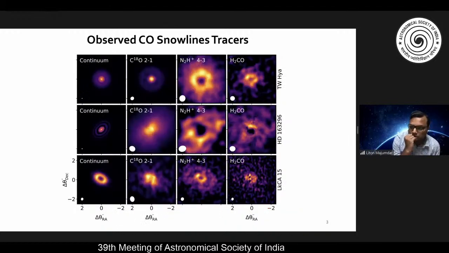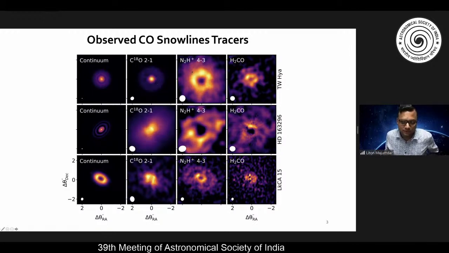And this is what we have also seen with ALMA. There are three different disks here, and we can clearly see the C18O images, and these are the dust continuum images. So we can clearly see the structure of different molecular emissions, right?